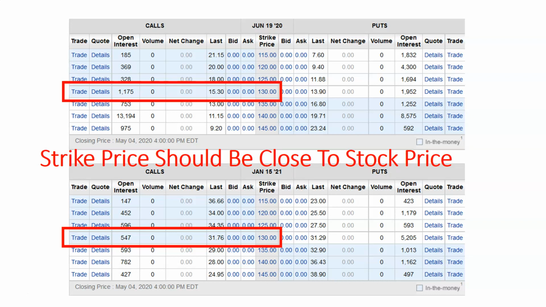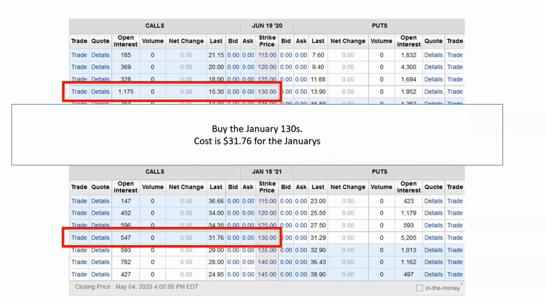Now, what you want to target with a calendar spread is a strike price that should be close to the stock price, and you're looking also for a stock that won't fluctuate much, where you expect it might kind of stay in a trading range over time. More to come on that. So, what could we do here?